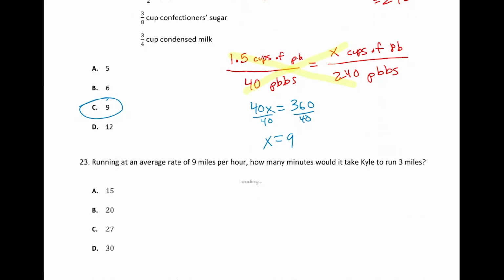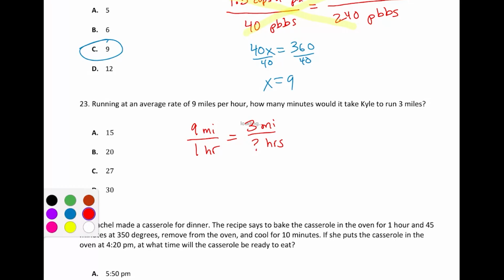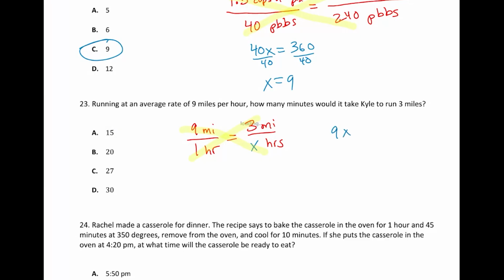Number 23, running at an average rate of 9 miles per hour, how many minutes would it take him to run 3 miles? So another equivalent rate problem, 9 miles in 1 hour is equivalent to 3 miles in how many hours? So that's going to be our X. So we'll multiply 9 times X and 3 times 1 to get 9X equals 3. Divide both sides by 9, and we get 1/3.